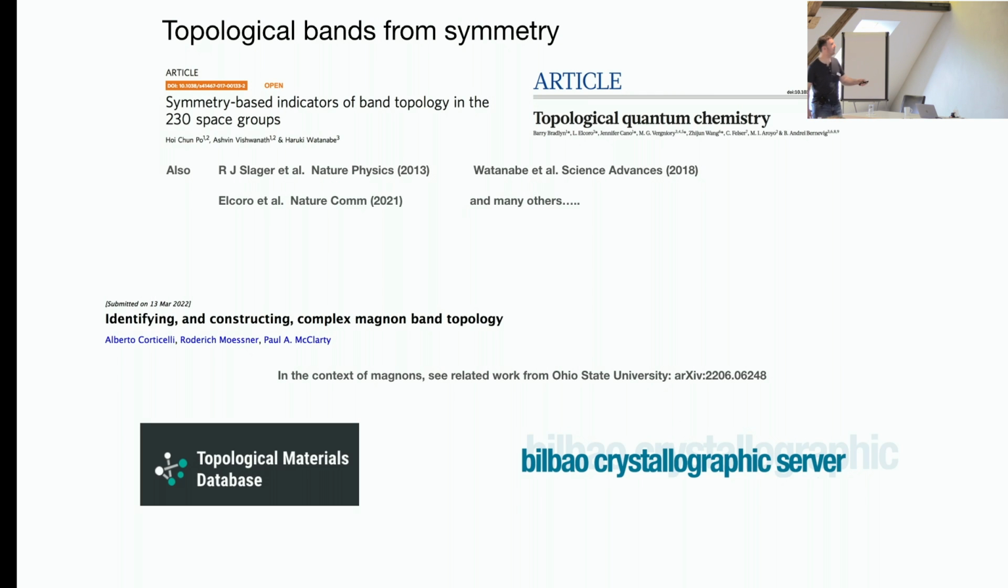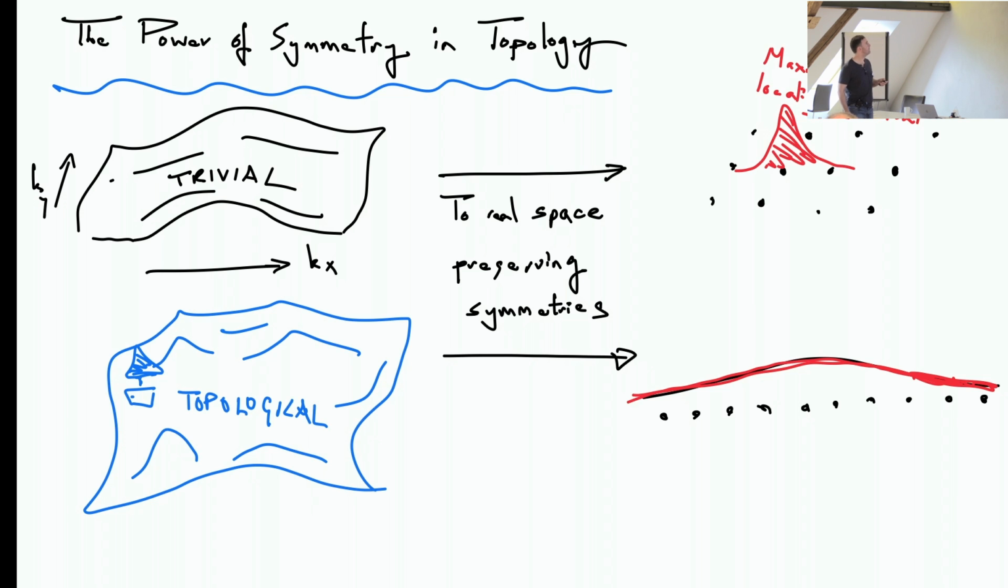And these are the papers that we're resting heavily on here. These are mainly devoted to electronic systems, resulting in a gigantic materials database of proposed topological materials based on electronic band structure calculations. And here there are two works, one from Ohio State and one from us, trying to adapt this to magnons. So what's the basic idea here? Please ask questions as we go along.